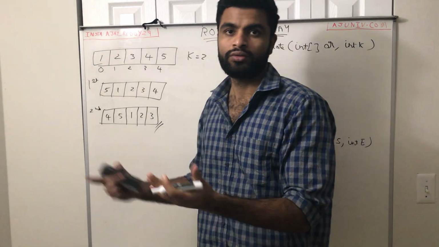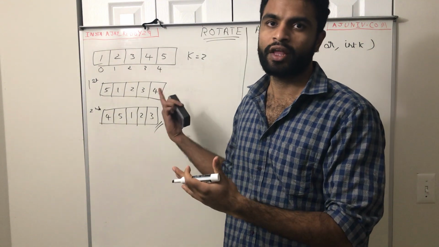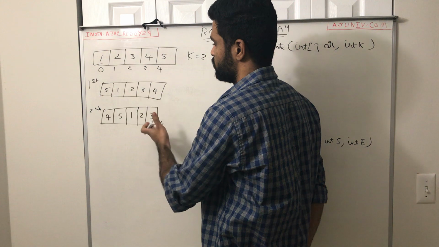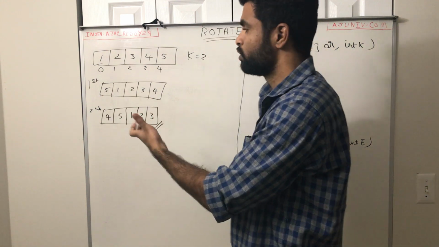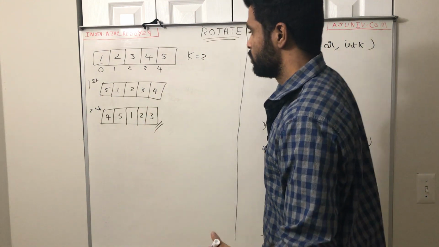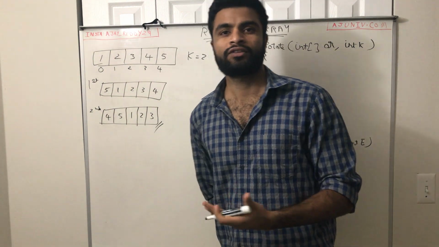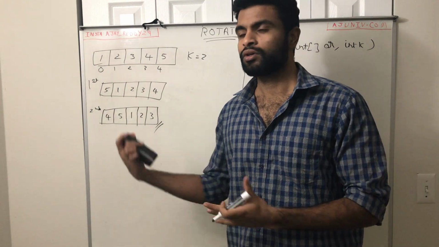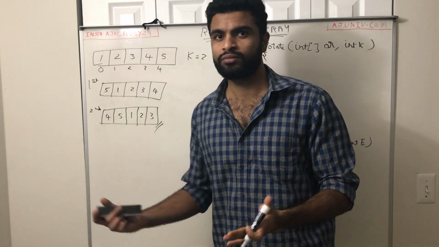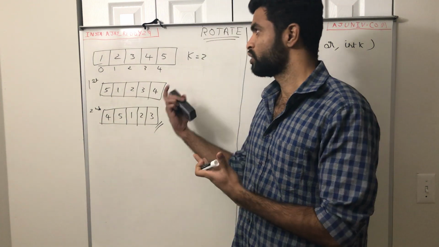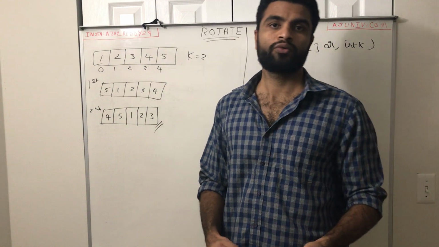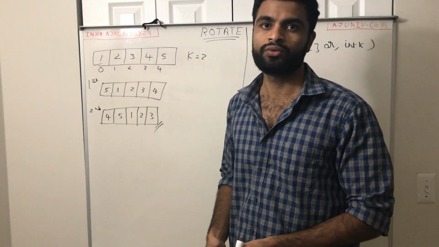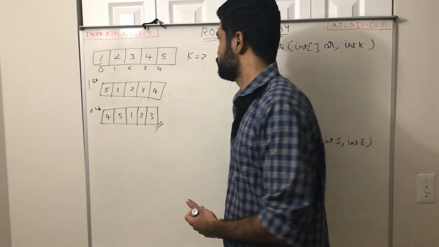So the problem is to rotate the array k times and return the output. After 2 rotations I got this output. So we need to solve this. There are quite a few methods for solving this, but one of the efficient methods is by using reverse operations. If you perform a few reverse operations on this array, you can get the output. So let's see how we can do that.